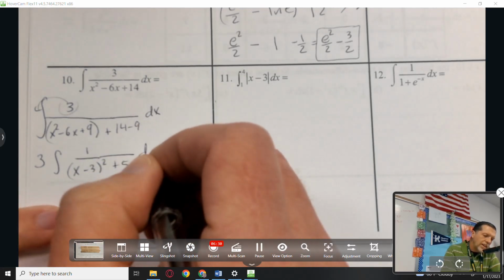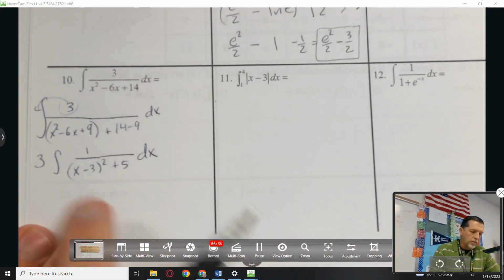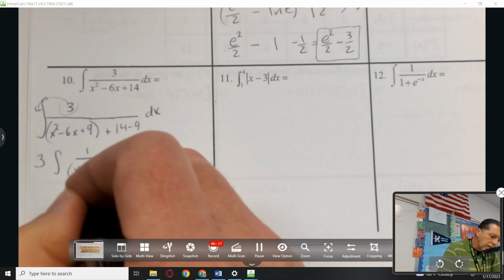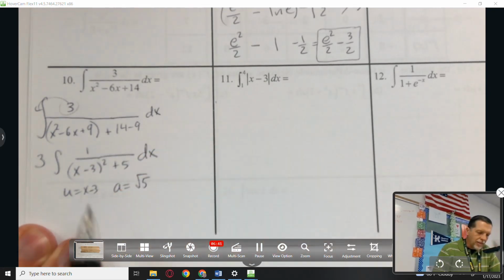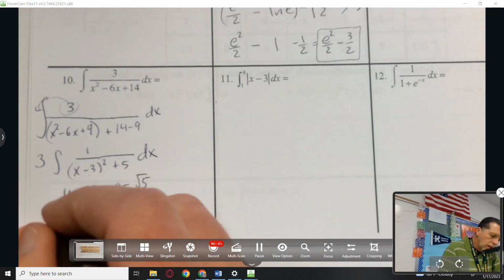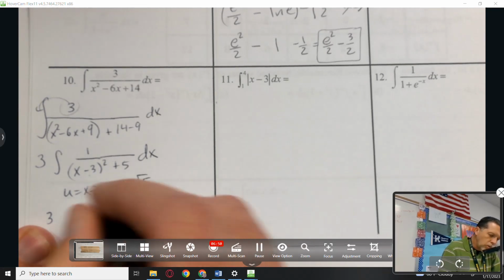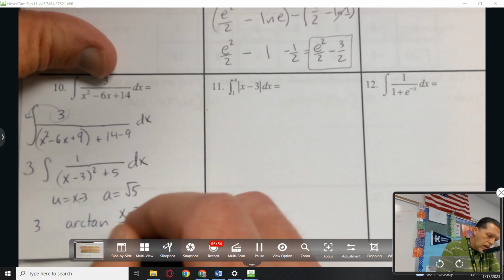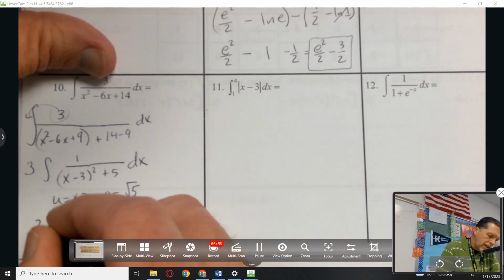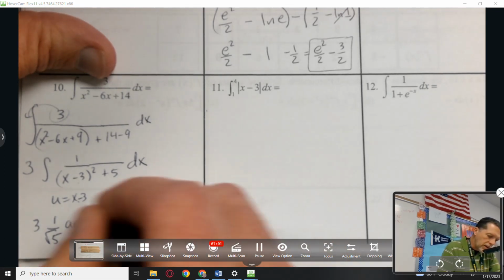Okay, so now that does look like arctangent, with u equals x minus 3. A would be square root of 5, right, because it's supposed to be u squared plus a squared. So 3 arctan of u over a. But arctan has 1 over a up front as well, plus c.